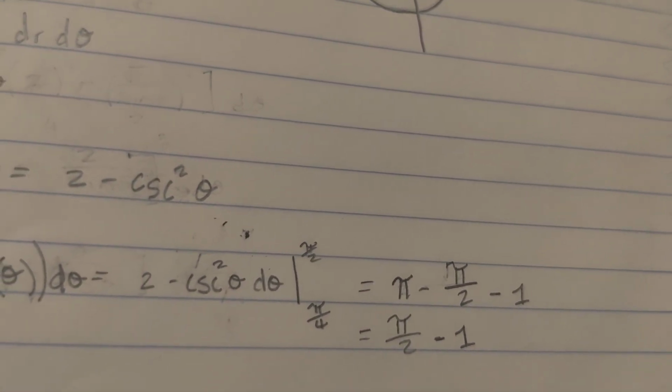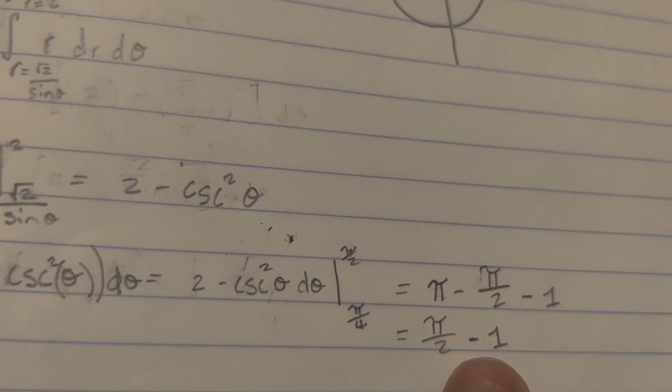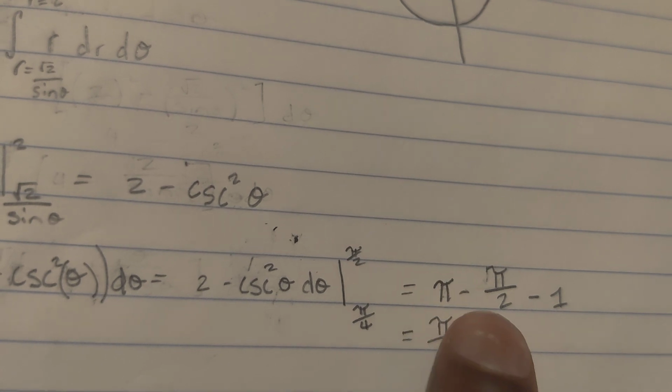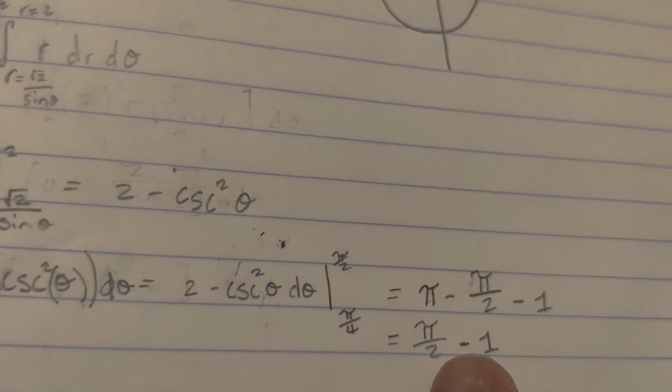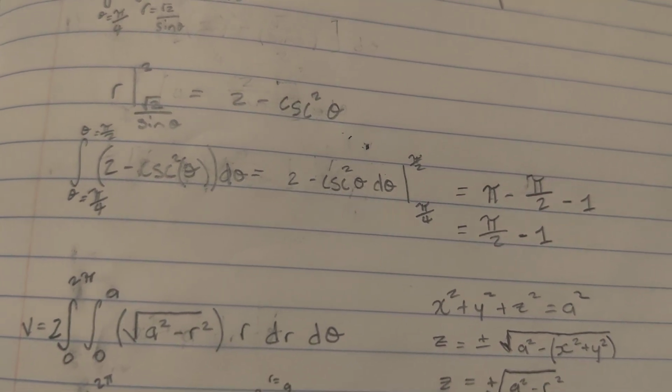and I ended up with this as my final answer, pi over 2 minus 1. Because pi minus pi over 2 is the same as pi over 2, because it's like a half of it, so you subtract a half, you're going to leave a half left, minus 1. And then the other question wanted us to find the volume.